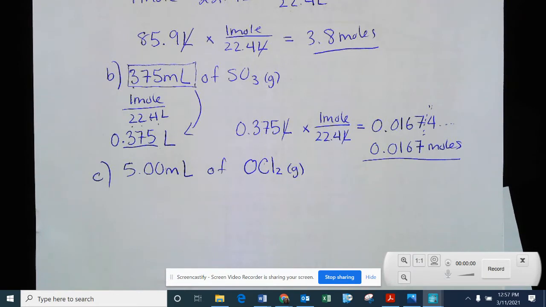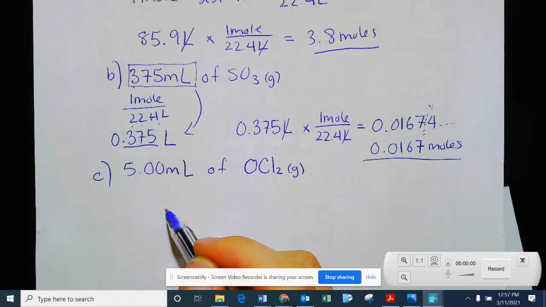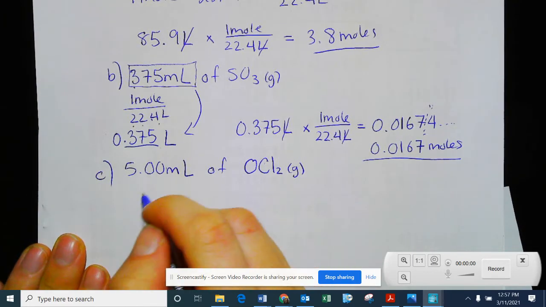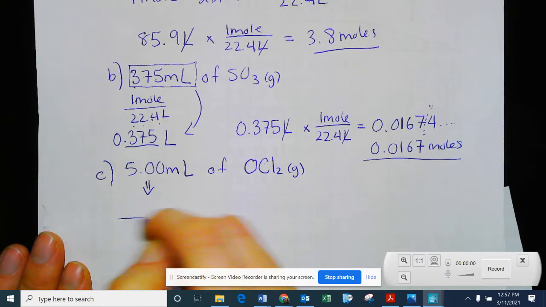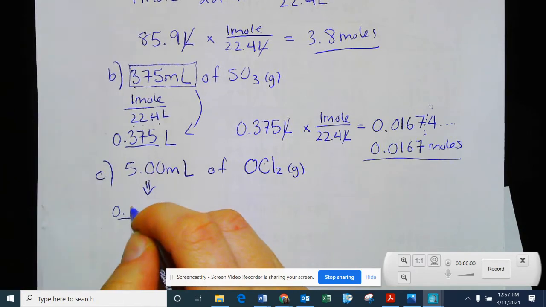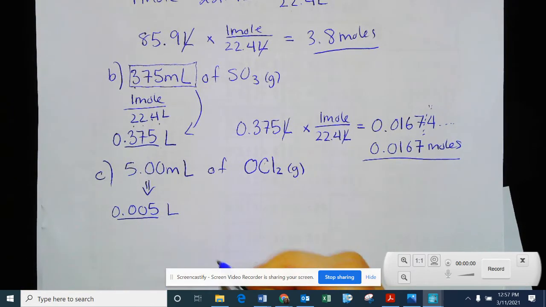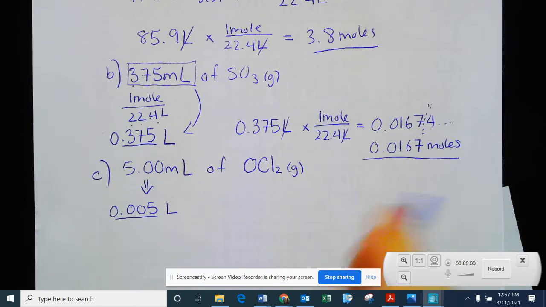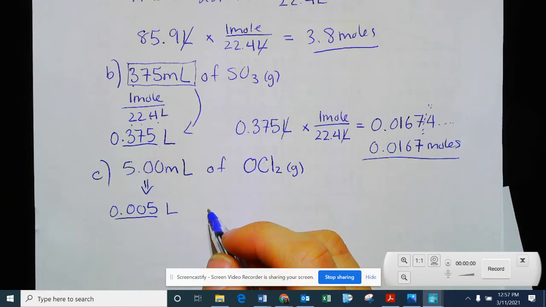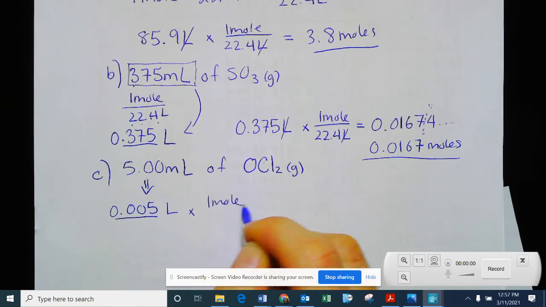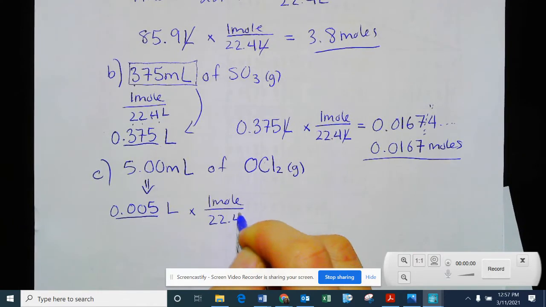Okay, what is the first thing I need to do here? What's the first thing that you guys did? Yes, awesome. So how many liters is 5 milliliters? Yeah, awesome. 0.005 liters. Okay. And then what did everybody do after that? Yeah, multiply by 1 mole for every 22.4 liters.